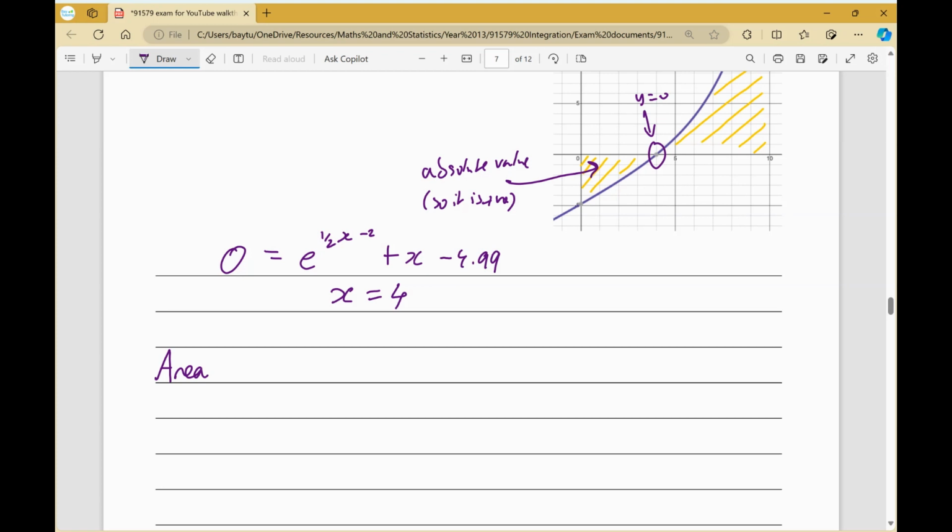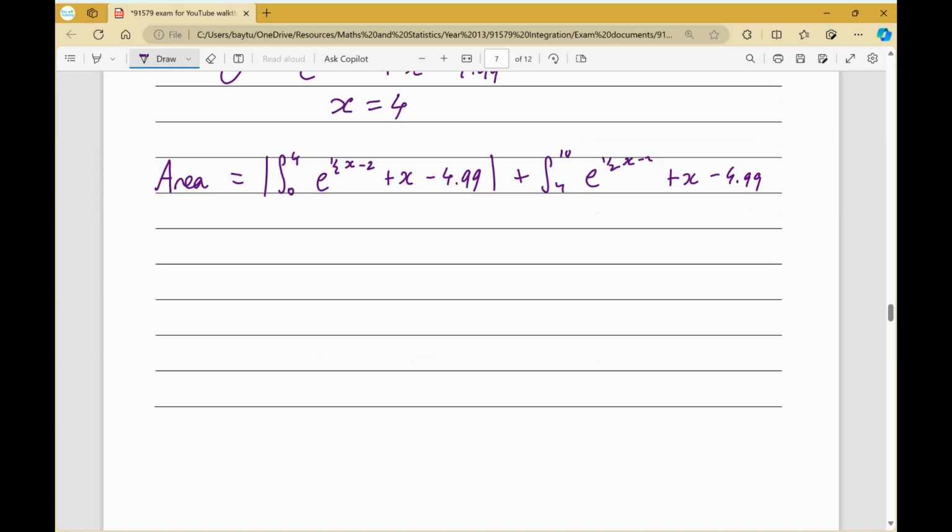So like I mentioned before, we're going to take the absolute value of the integral between 0 and 4 of e to the power of half x take away 2 plus x take away 4.99. And then plus the integral between 4 and 10 of the same thing. So we're going to work out those two bits separately.